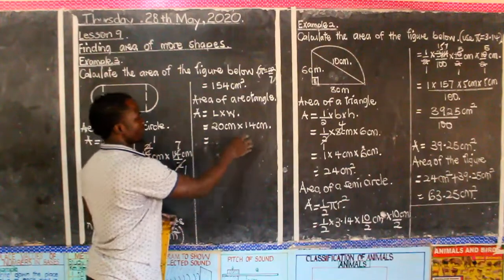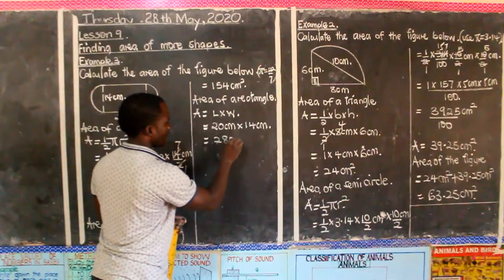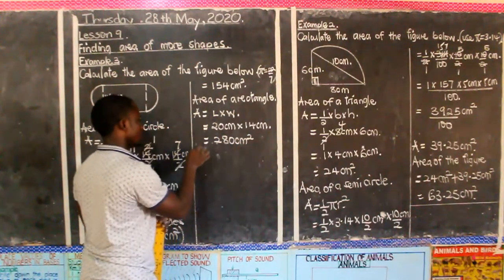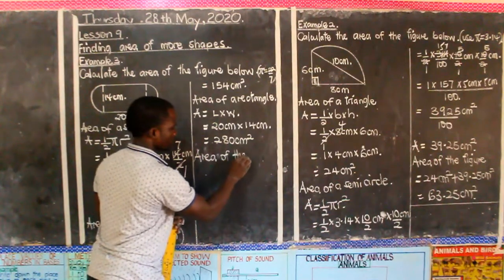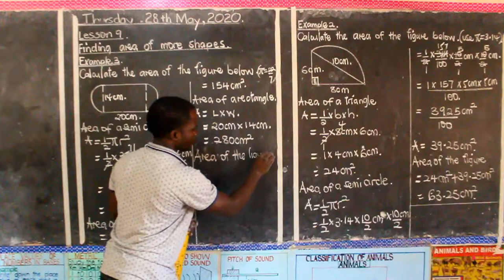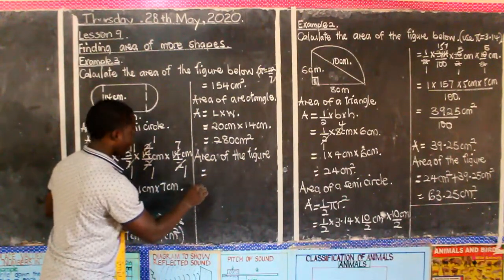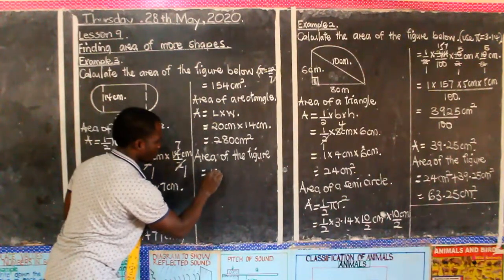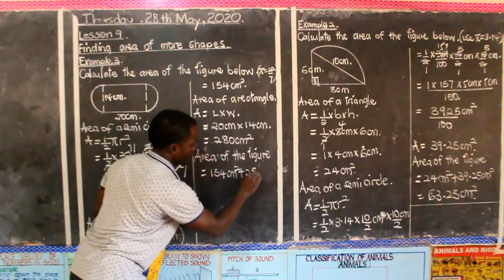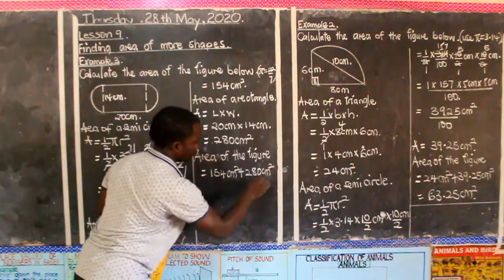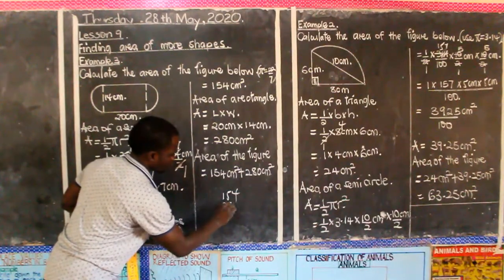When you multiply 20 times 14, what do we get? We shall have 280 square centimeters. Now, we are now going to the area of the figure. Area of the figure equals 154, the area of 2 semicircles, square centimeters plus the area of the rectangle, which is 280 square centimeters. So 154 plus 280.